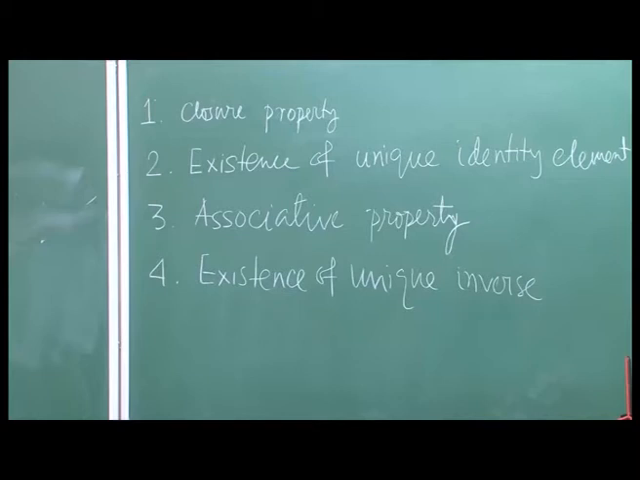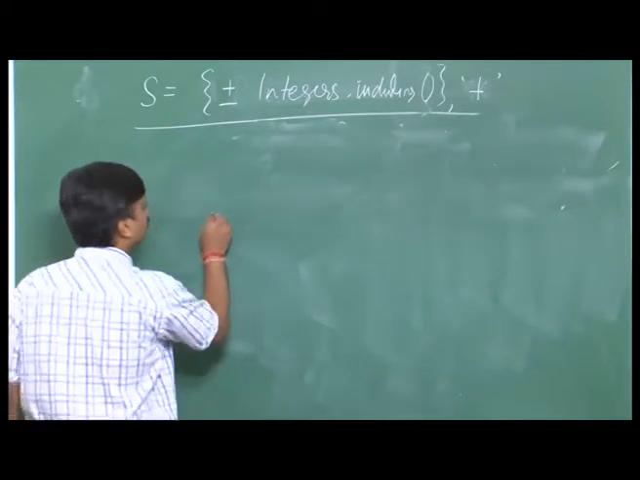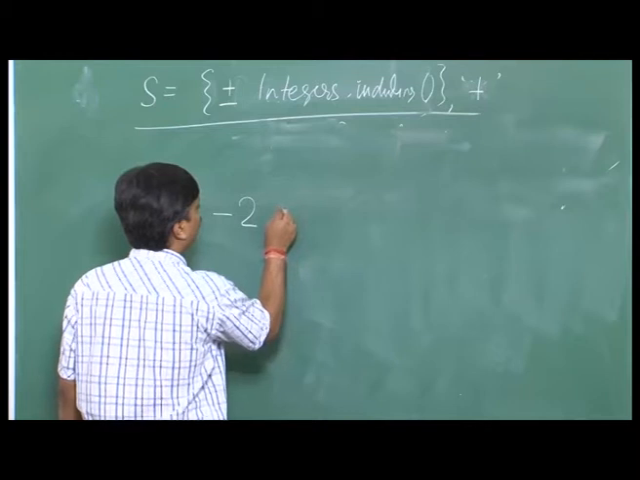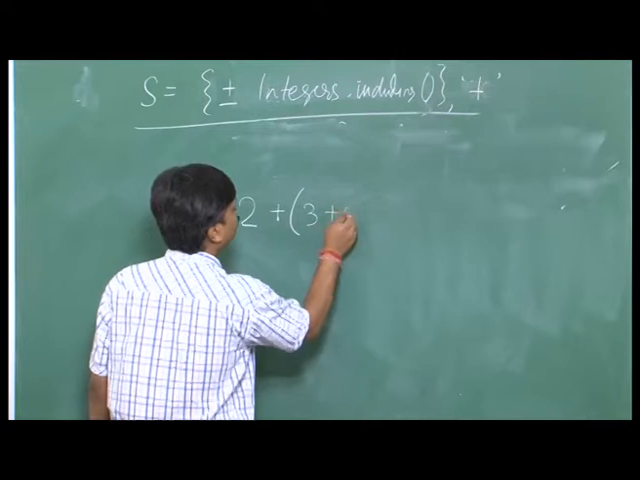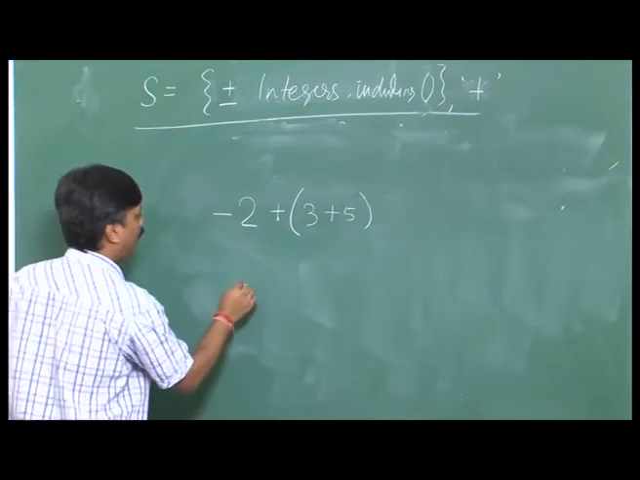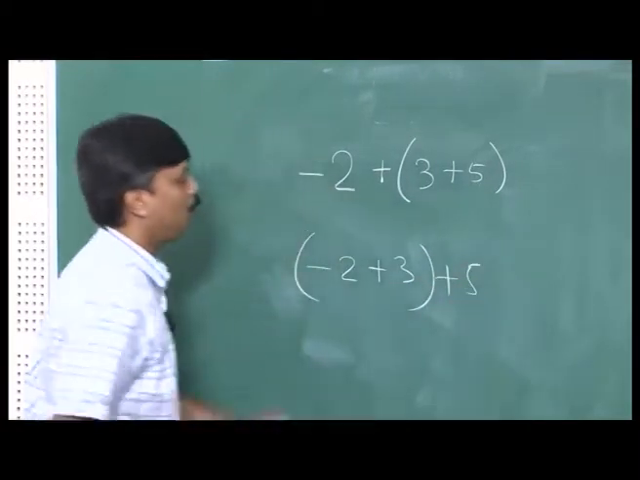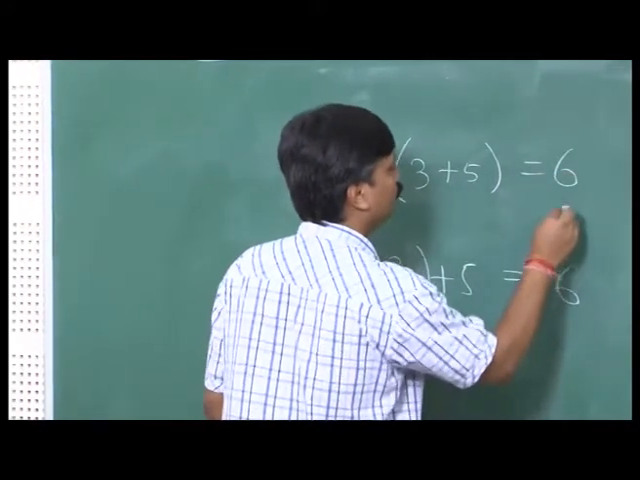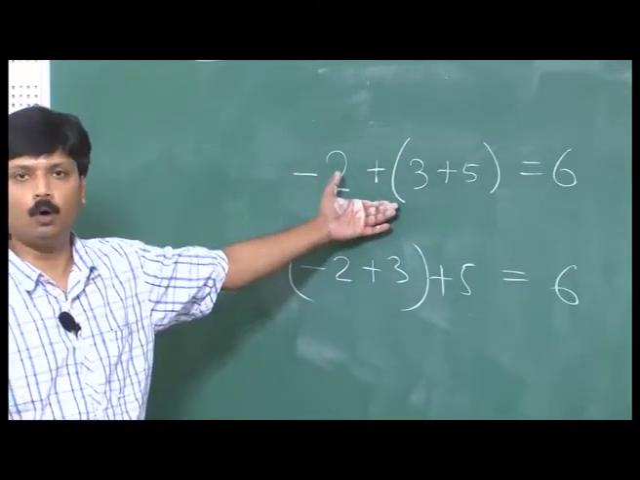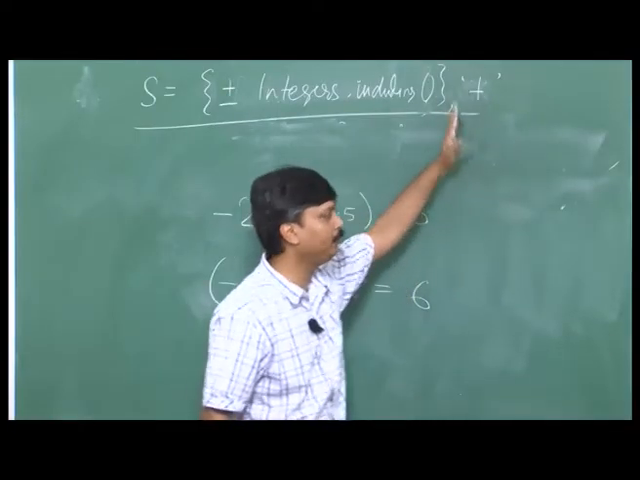Let us look at the third one, associativity property. It holds good because I have, say, something like minus 2 plus 3 plus 5, and then I can write minus 2 plus 3 plus 5 with the grouping changed. Both of them are going to give me 6. So associative law holds. So the third point is also clear for this set under addition.